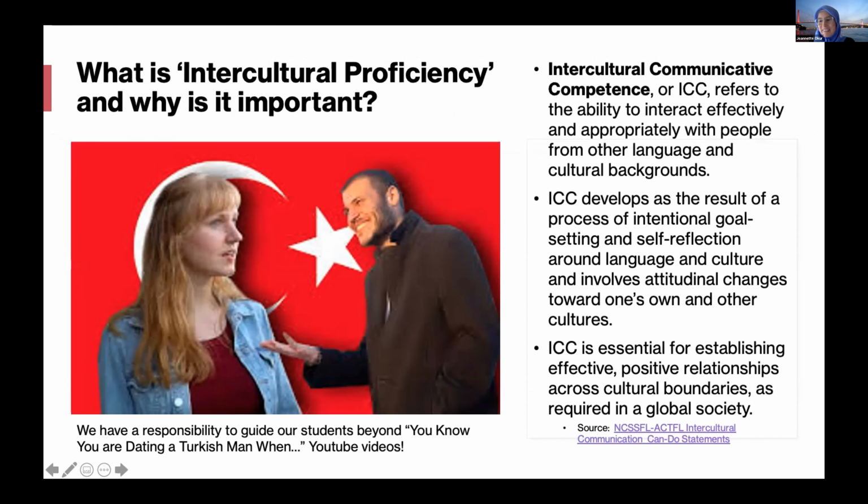Okay, the second piece is intercultural communicative competence. I don't want to assume that anybody knows what it is. It refers to the ability to interact effectively and appropriately with people from other language and cultural backgrounds. It develops as the result of intentional goal setting and self-reflection around language and culture, and involves attitudinal changes towards one's own and other cultures. It's essential for establishing effective, positive relationships across cultural boundaries as required in a global society.